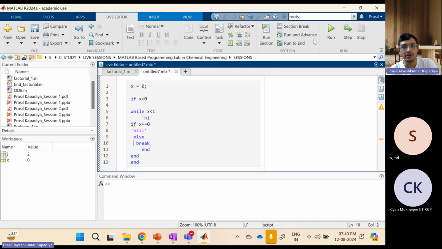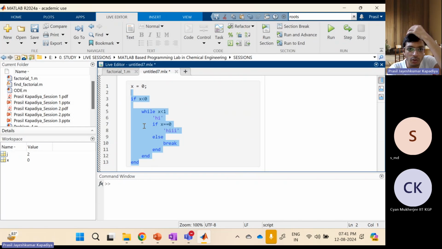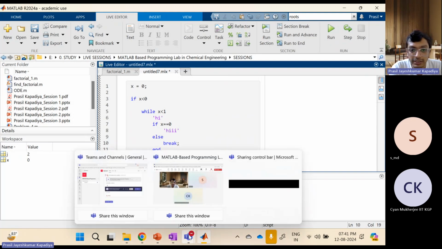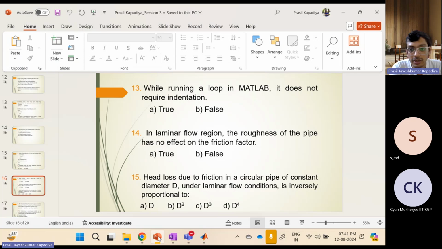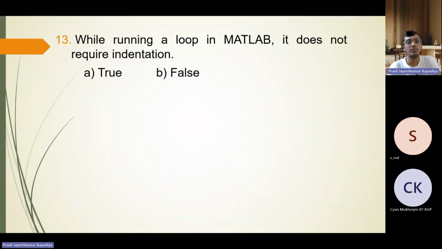But still it's running, right? I'm running it and it's running. So it's not required. But why is it required? It is required to have a good practice to understand your code. See, this while loop is ending here, this if loop is ending here. It is just for better understanding. So it is not required, but it is advised to always write it that way.